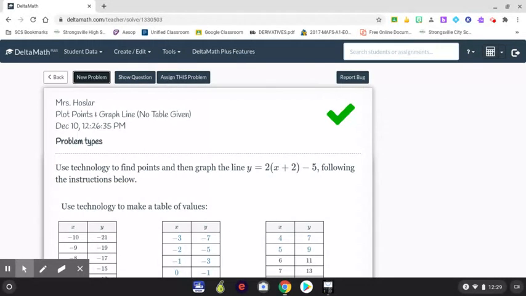I promise you that if you do not extend that graph all the way across the grid, you will get an X. Even if you plotted correct points, even if you drew some of the line, because the direction says to extend all the way from edge to edge, you must do that or else you will not get it counted as correct.